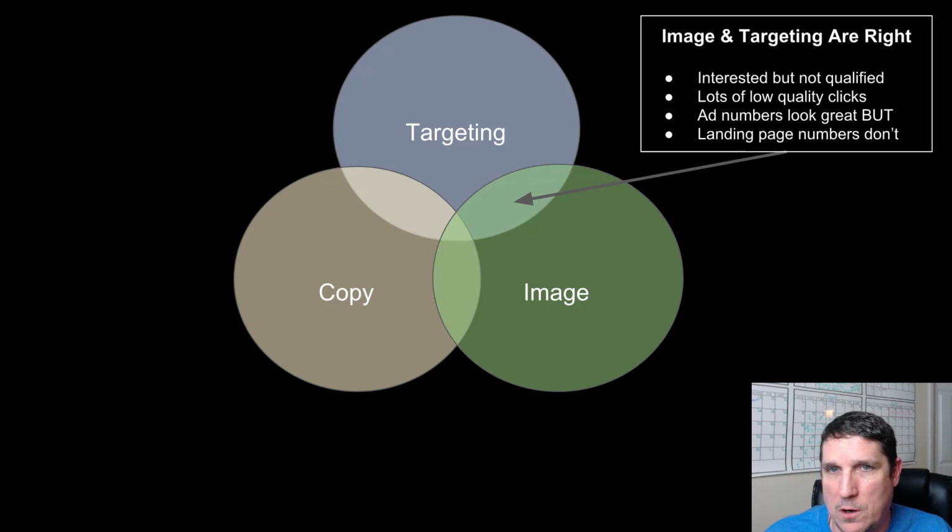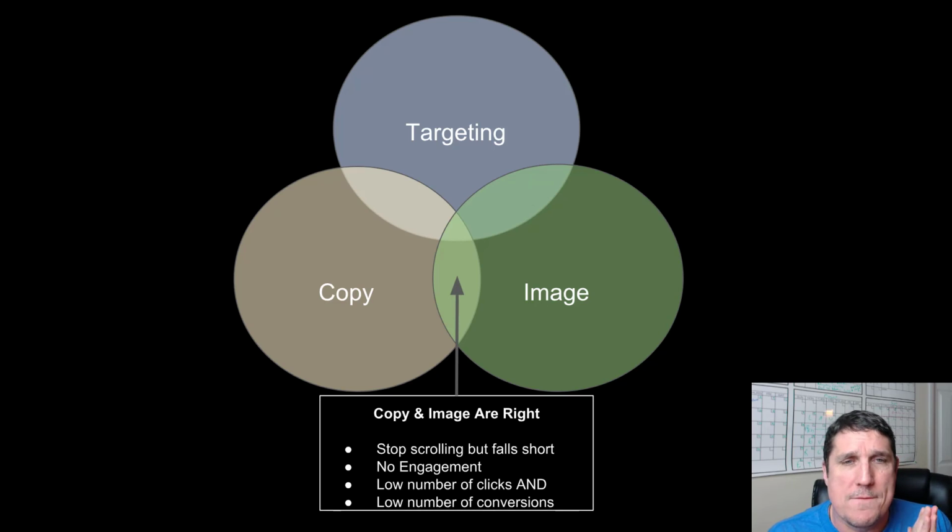Now the next part is, what if your copy and your image are right, but the targeting's off? Well, then what's going to happen is people are going to stop scrolling, but the ad's going to fall short, because you're not going to get any engagement. You're not hitting the right people, so you end up with a low number of clicks and ultimately a low number of conversions. So it's going to look like, one, your ad stinks, and two, your landing page stinks. You're just going to think nothing's working, when all it was, was the targeting.